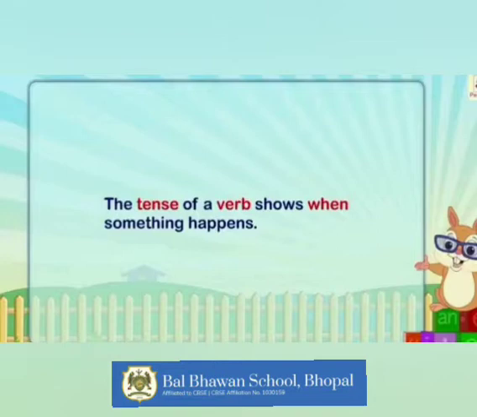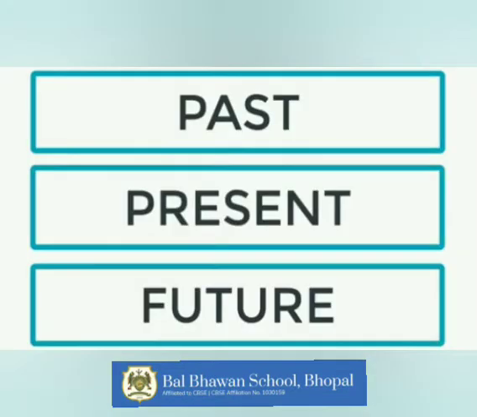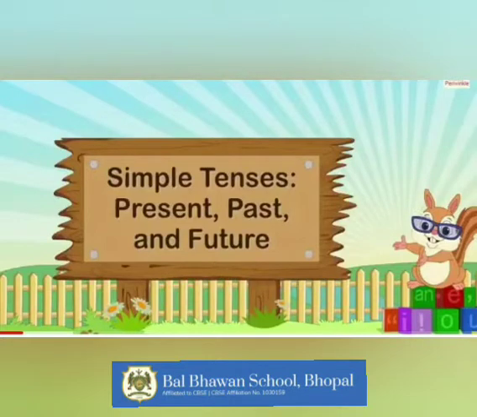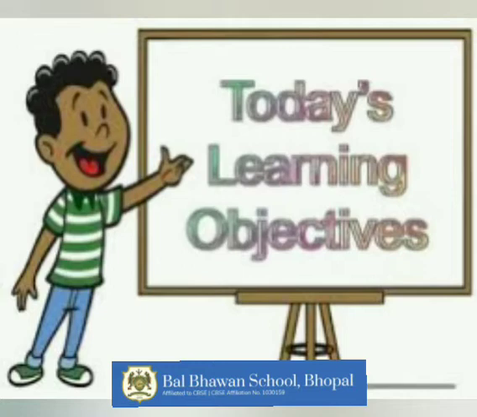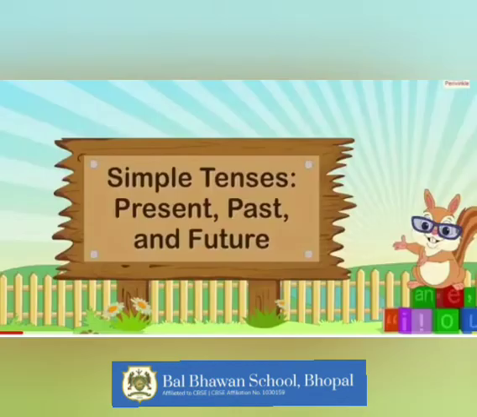So tense can be divided into past, present and future. We have three kinds of simple tenses: simple present, simple past and simple future. Today's learning objective is to learn about the rules to be kept in mind while following simple present, simple past and simple future. Let's start.